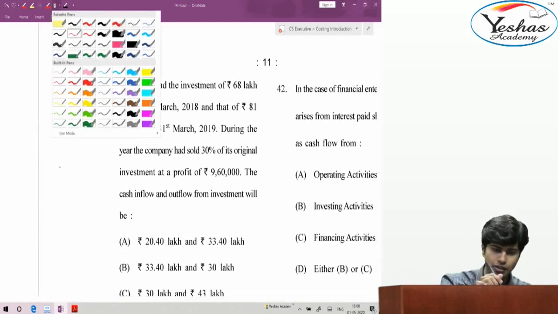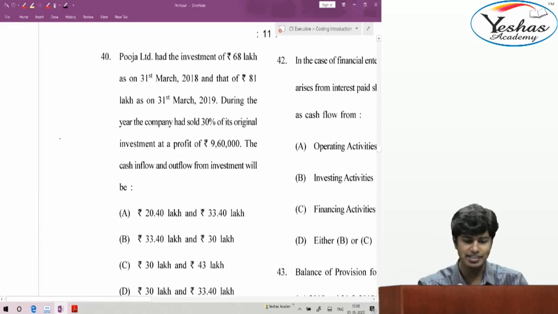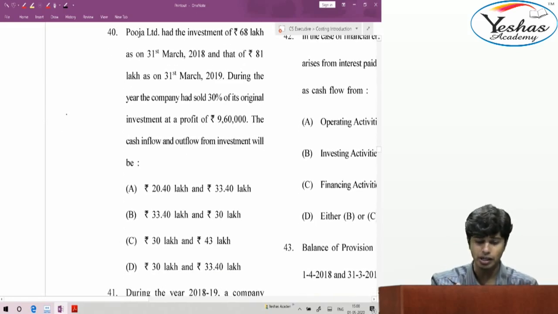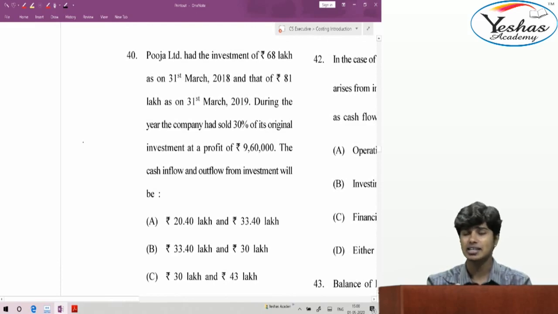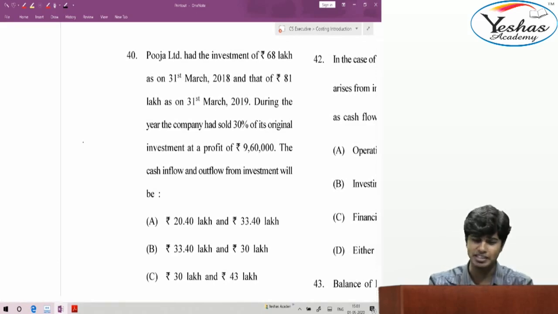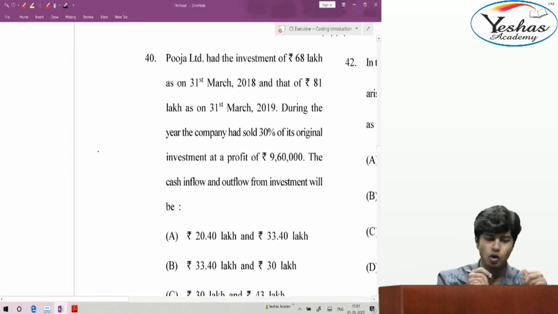Question number 40 talks about Pooja Limited had some investments. Okay, what do we do about it? The cash inflow and outflow from investment activities will be. So they're basically asking us to compute the cash flow from investing activities. This is a question on cash flow statement chapter. So they've given investments. We'll open one ledger.